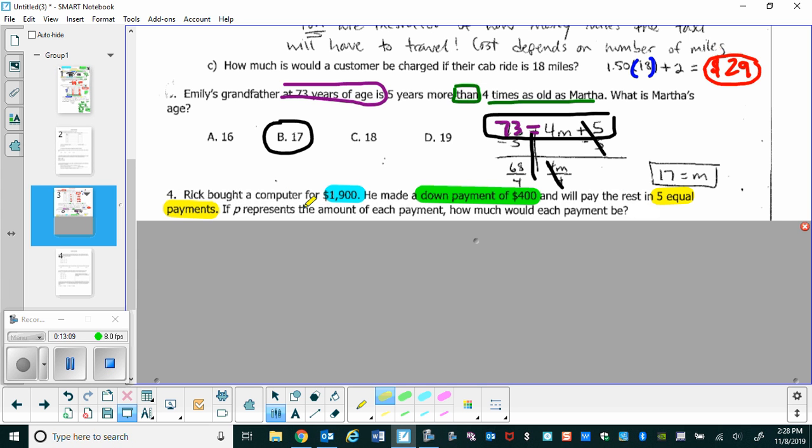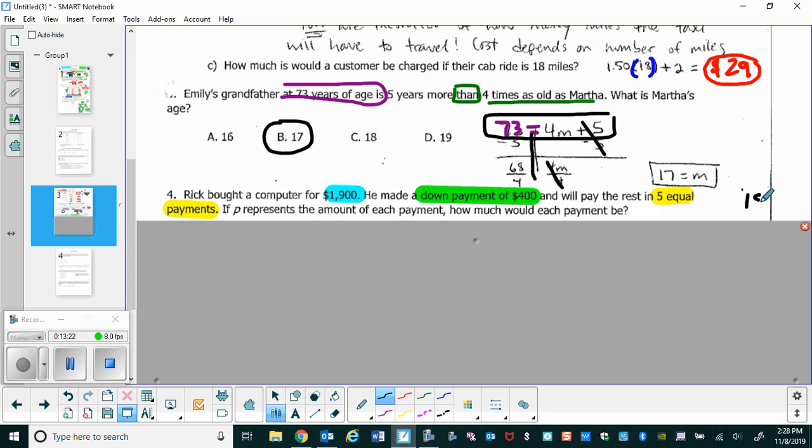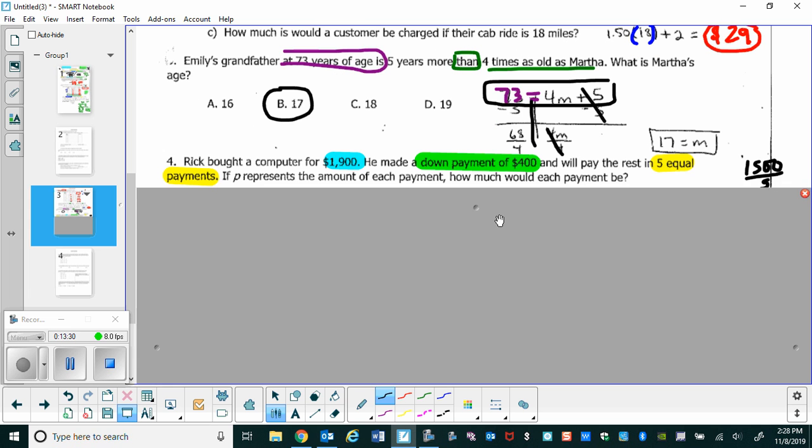So if P represents the amount of each payment, how much would each payment be? So again, if it's $1,900 for the total computer and you pay $400 already in the store, all you have left to pay would be $1,500. And if that $1,500 gets paid in 5 equal payments, we would divide that by the 5 to figure out how much each payment was.